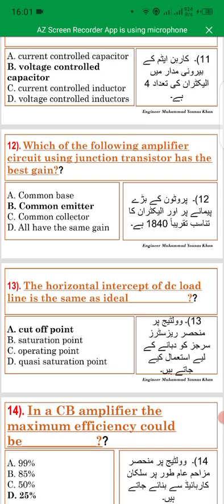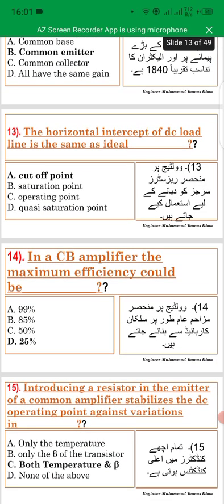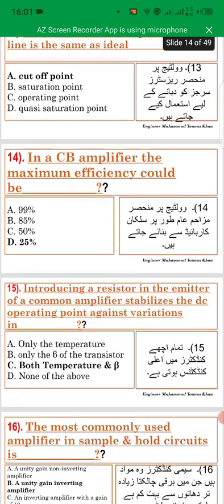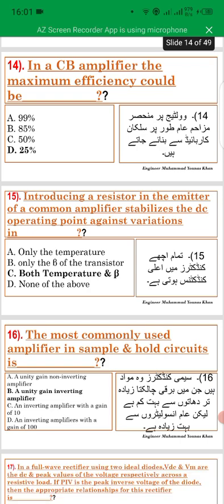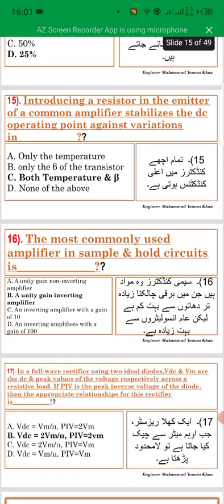Which of the following amplifier circuits using a junction transistor has the best gain? Common emitter. The horizontal intercept of the DC load line is the same as the ideal cutoff point. In a CB amplifier, the maximum efficiency could be 25%.